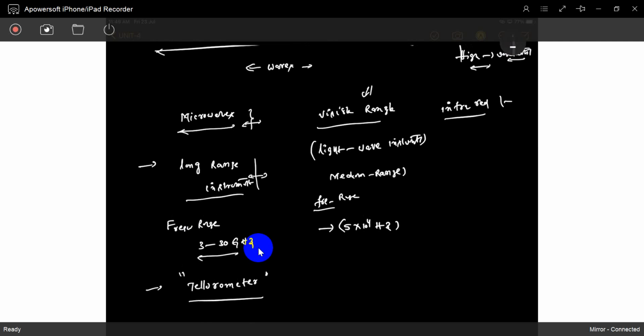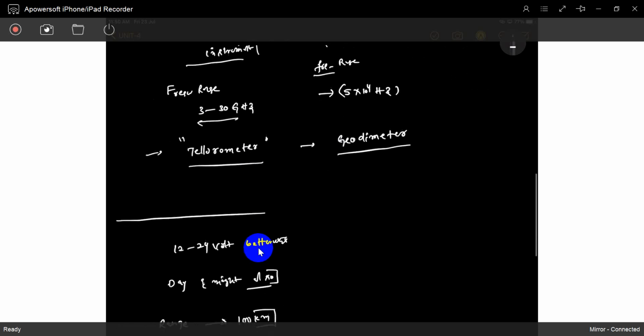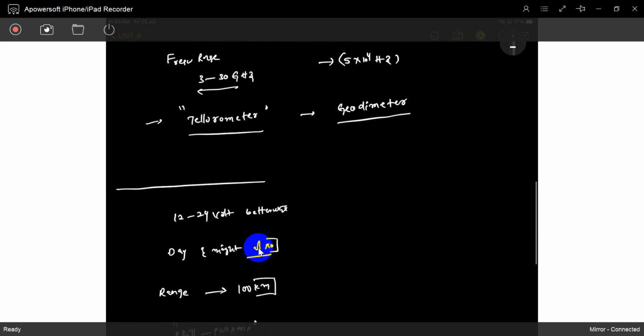Medium range. Sir, what is that range? I will tell you. Okay, so it is called geodometer. Some people say gaudimeter, so that's our Indian pronunciation, I think. Geodometer is a better pronunciation. Someone called it gaudimeter. It's not gaudimeter, it's geodometer.